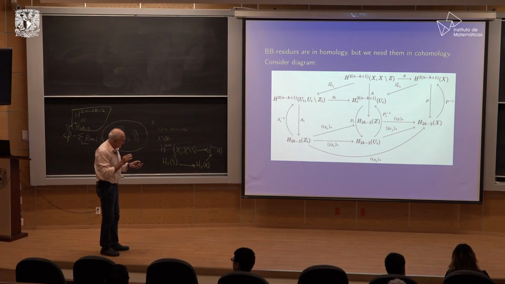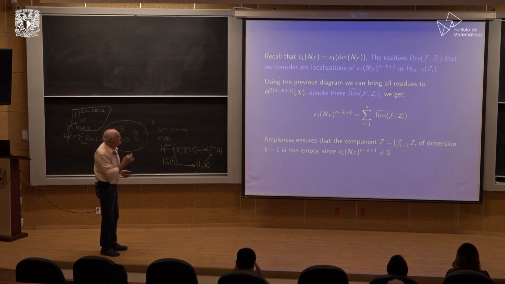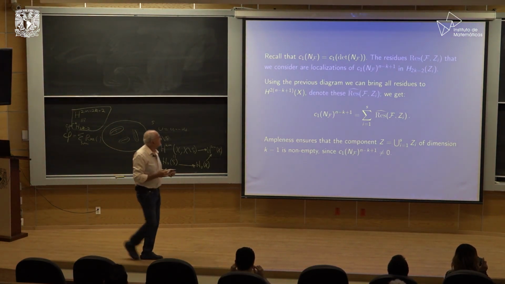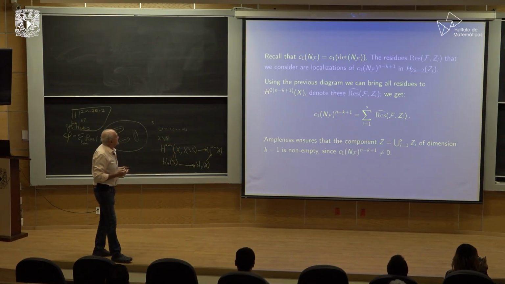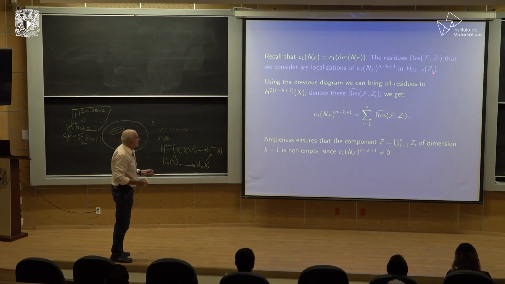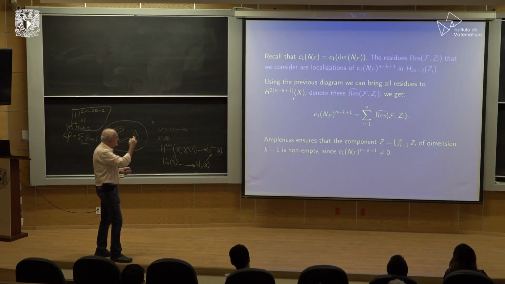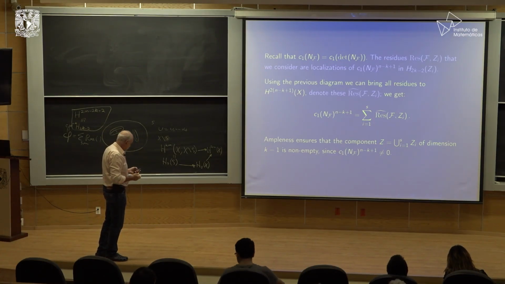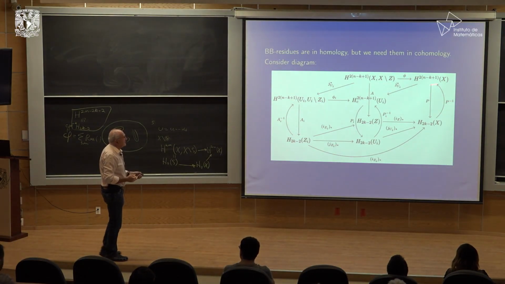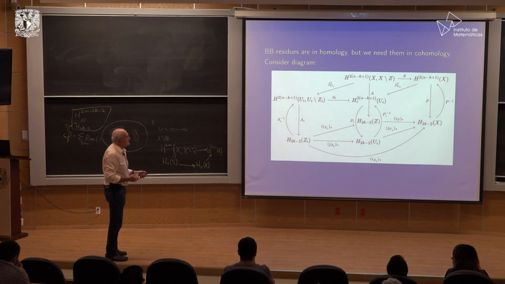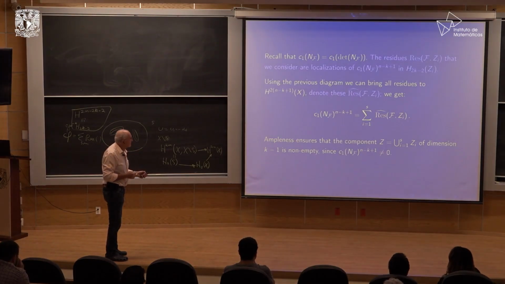And we are going to use it very much because our residues live here by definition. Okay? But we can push them here, then here, and then here. And we want to work with them here. Okay? So we have the Chern class of the normal bundle. That's always the same as the Chern class of its determinant bundle. And as I said, the residues are classes in this homology group. And then using the previous diagram, we can bring them up to here. And the original cohomology class we had is the sum of all these residues. That's what we are saying here.